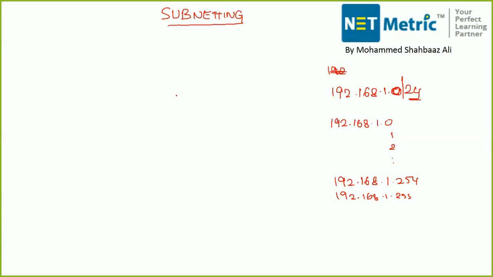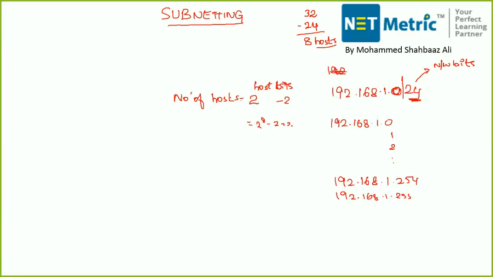So number of hosts, yesterday we have seen the formula. What is it? Number of hosts is equal to 2 power number of host bits minus 2. So here, 24 are the network bits. Always the subnet mask will contain the network bits information. We know that IPv4 contains a total of 32 bits. Out of these 32 bits, 24 bits are the network bits. It means how many will be the host bits? 8 bits will be the host bits. So 2 power 8 minus 2, you will get the value 254.